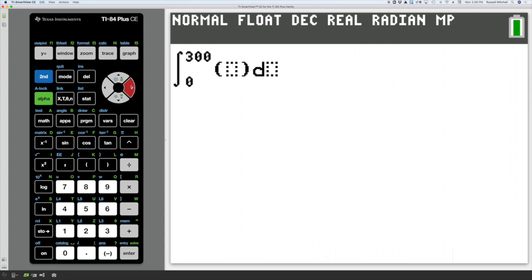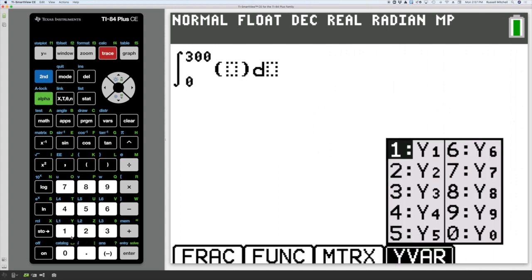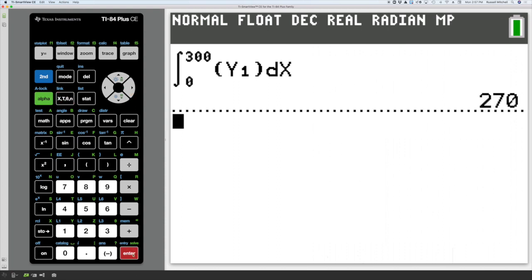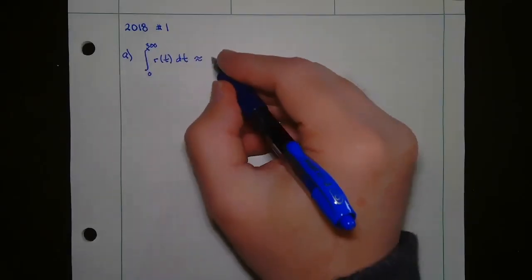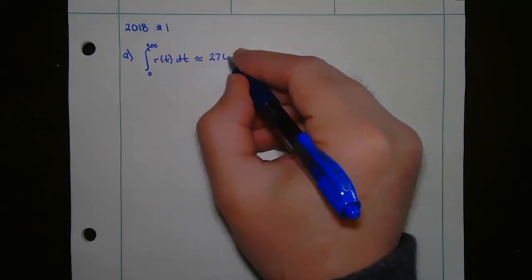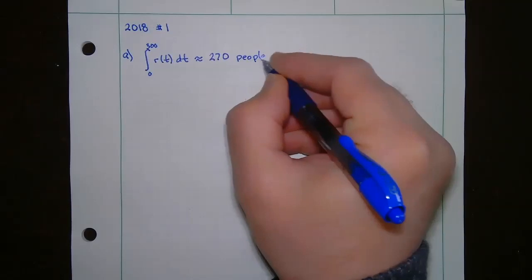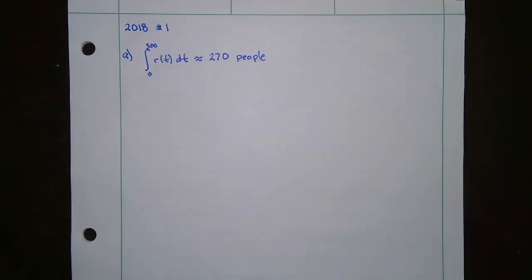And then our R of t was y1, or at least that piece of R of t. So alpha, trace, and then number 1. And then x. And then press enter. Okay, so 270. So I'm going to go back and record this on my paper. All right, so this is 270 people, and that's how many people entered the line between 0 and 300 seconds.